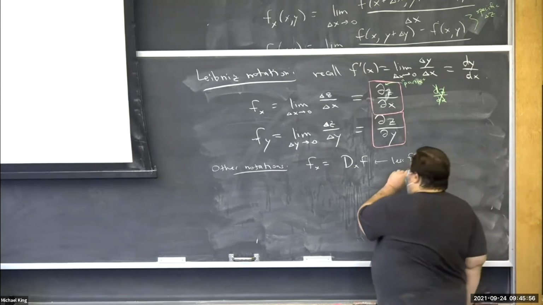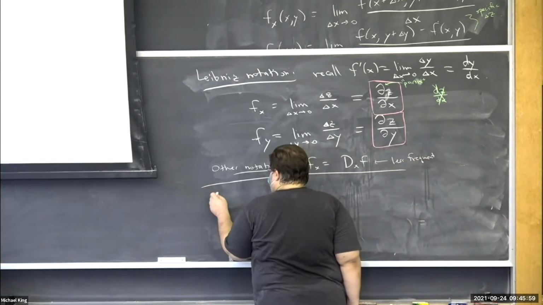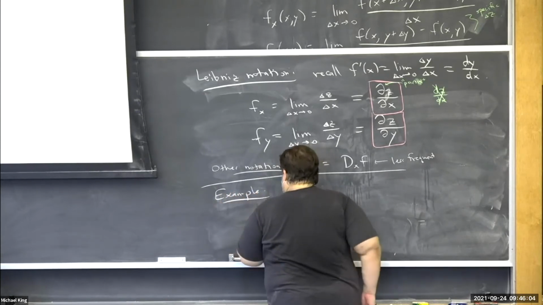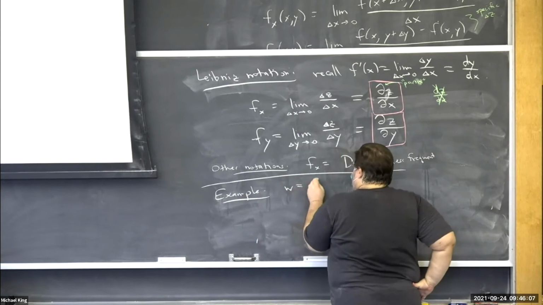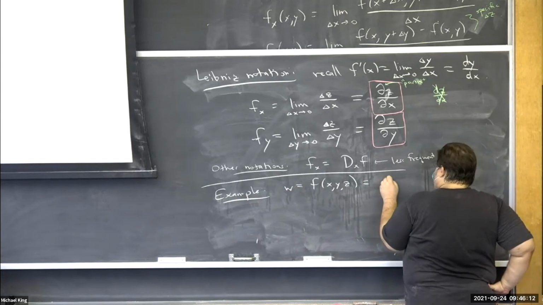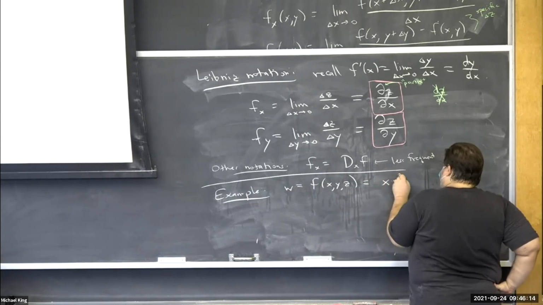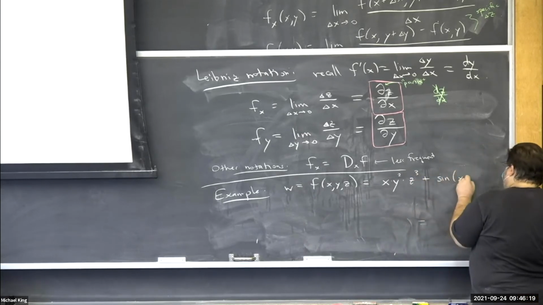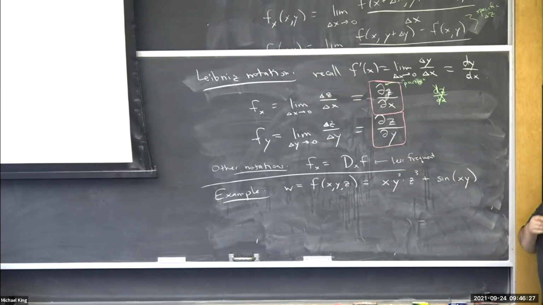I did want to mention also that you can do partials for functions of 3 variables. Another example, what if I had f of x, y, z is x times y squared times z cubed plus sine of xy. Start to make life a little bit harder for you. There's a partial x, a partial y, and a partial z now.